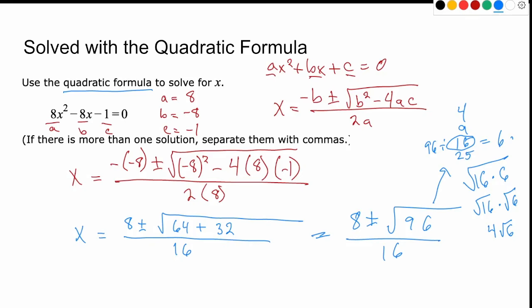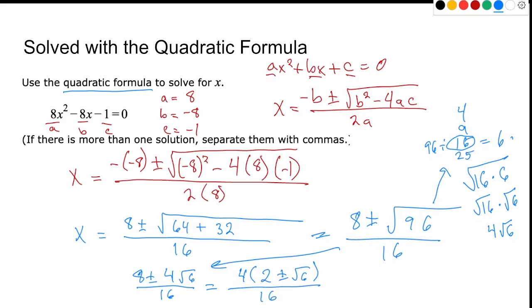So this now becomes 8 plus or minus 4 square root of 6 over 16. Notice we can factor a 4 out of the top. So there's a 4 out of here and a 4 out of the 8. So we can take that 4 out. If you take 8 divided by 4, you're left with 2. 4 divided by 4 is 1. So you get plus or minus square root of 6. At the bottom we have 16. And so now we get some reducing. 4 goes into 16 4 times. So there's just a 4 left in the bottom.